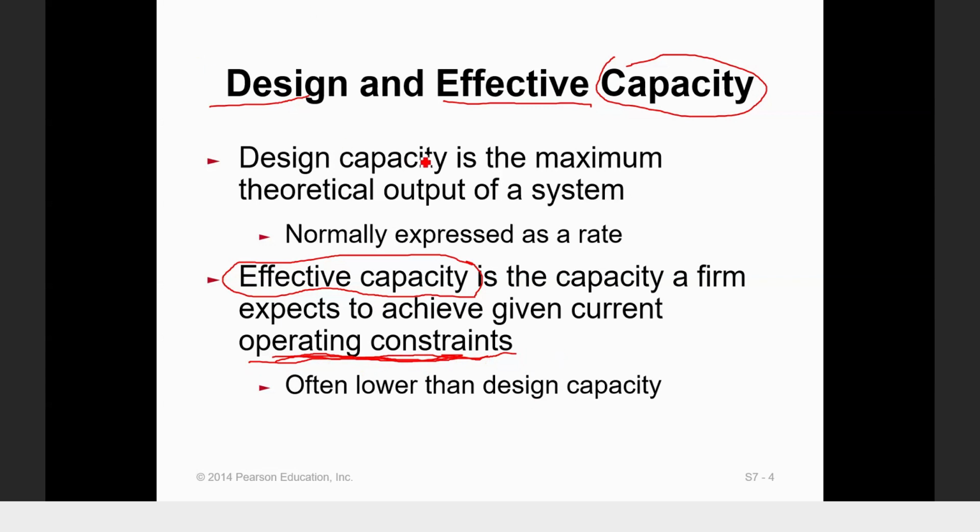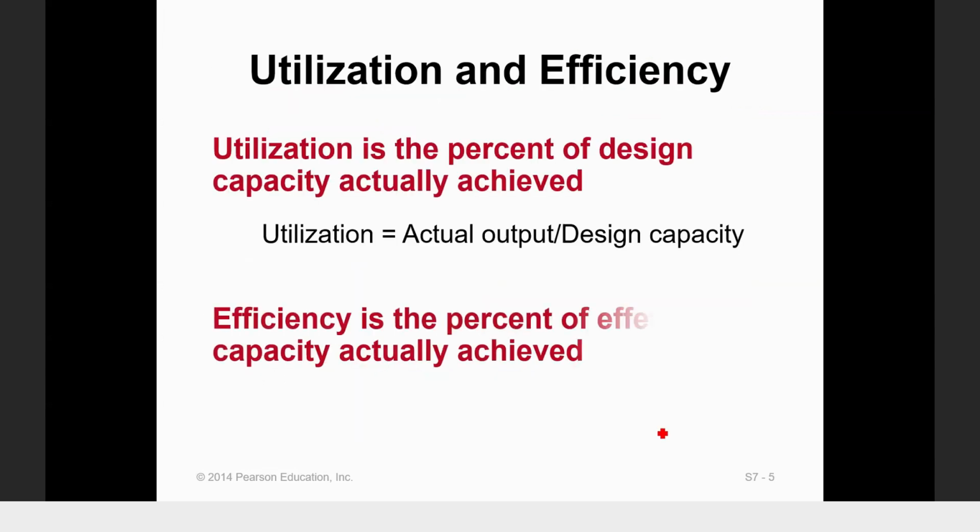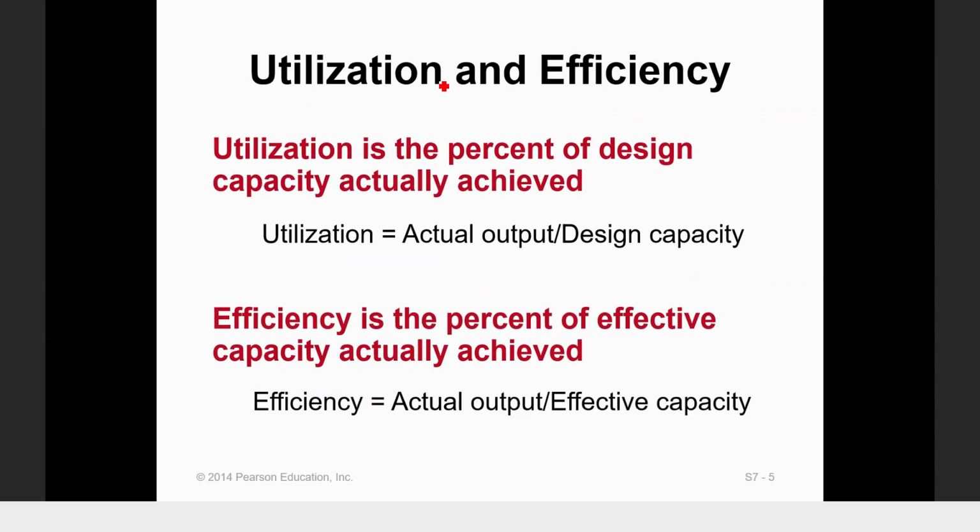So now you have to understand that design capacity and effective capacity are two different things. Effective capacity considers operating constraints, kekangan masa menggunakannya. Normally, of course, it is lower than design capacity. We also have to know the utilization. What is utilization and what is efficiency? Utilization is basically a ratio between actual divided by design.